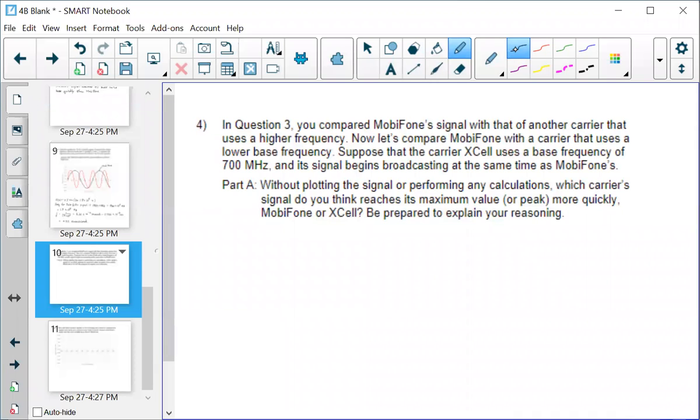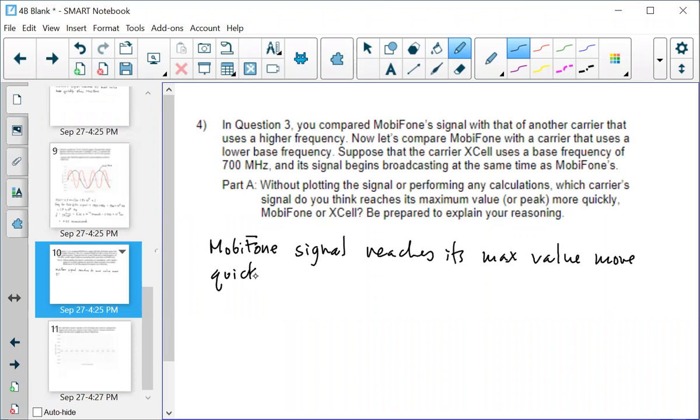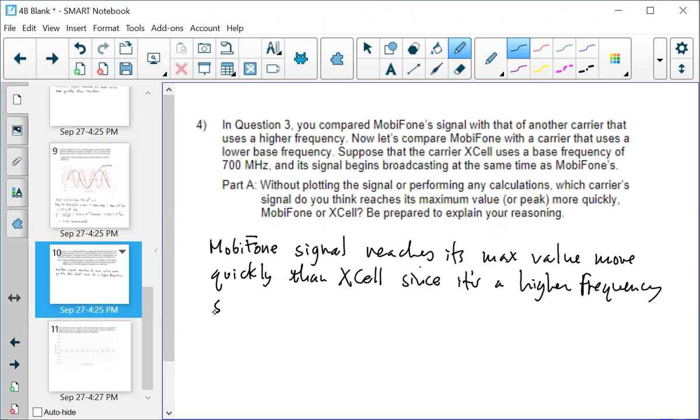So we could say that for Mobiphone, the signal reaches its max value more quickly than Xcell, and that's since it's a higher frequency signal. That was part A. Let's go to part B.